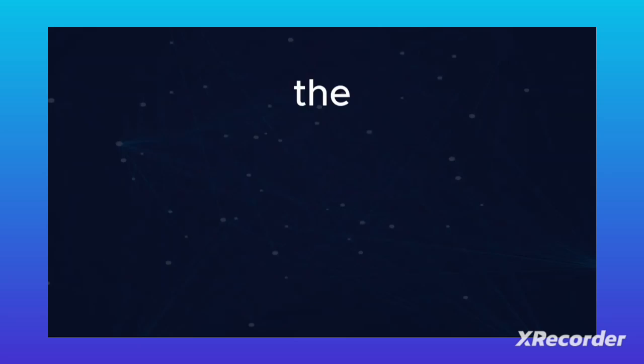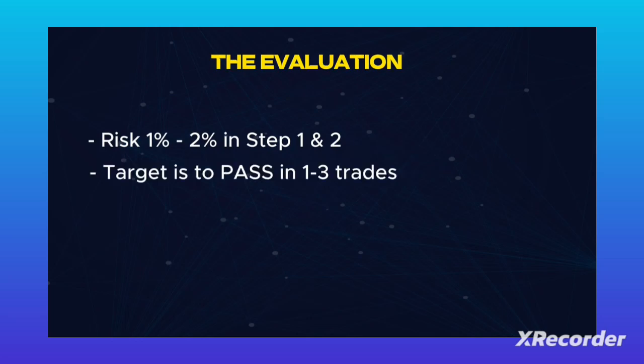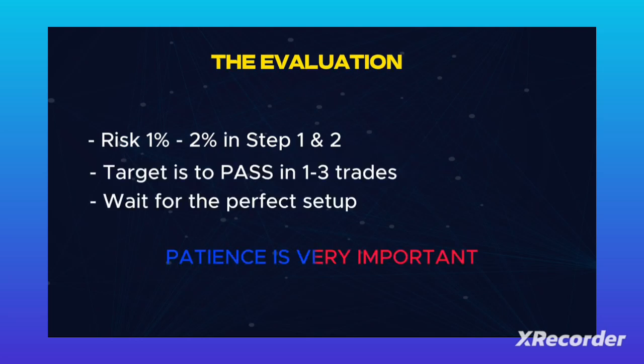I find this strategy the easiest to pass prop firms. I risk 1% to 2% in the evaluation phases. I aim to pass within 1 to 3 trades on very selective occasions. I wait for the perfect setup, so patience is very important.